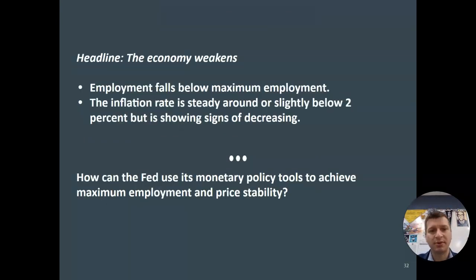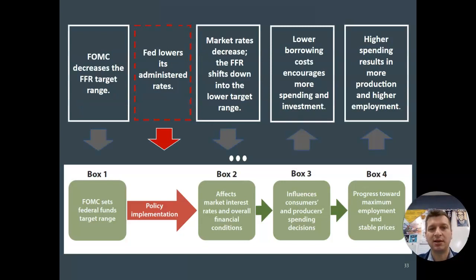So here's just a couple of practice problems. If the economy is weakening and employment is falling below maximum and inflation isn't something that you're too worried about, what does the Fed do? The policy tool they should use is to decrease their administered rates. If they lower those administered rates, that therefore increases aggregate demand through increased investment and consumption spending.